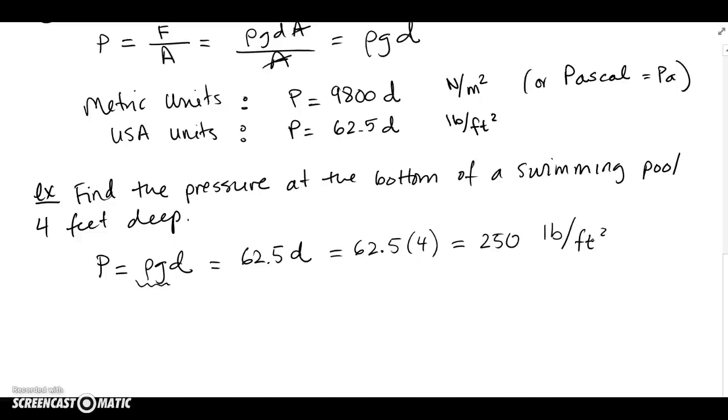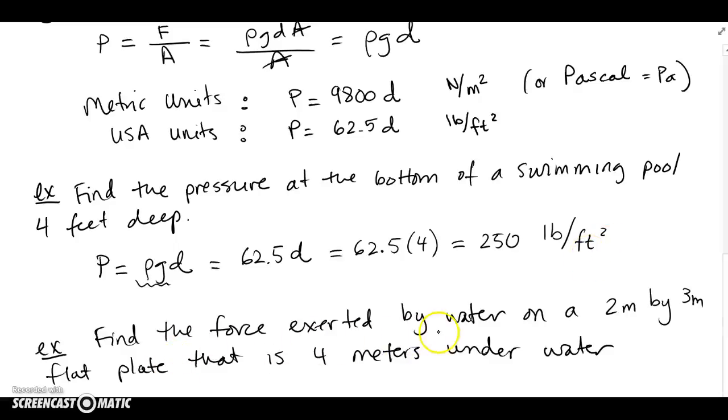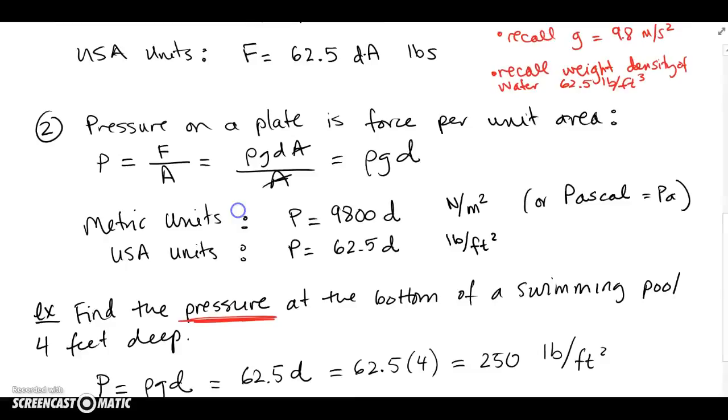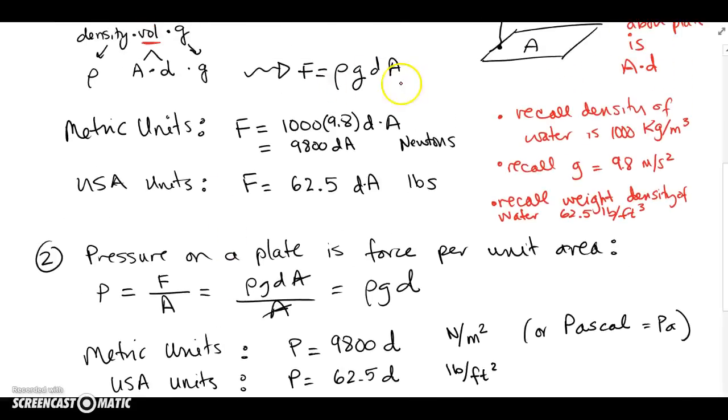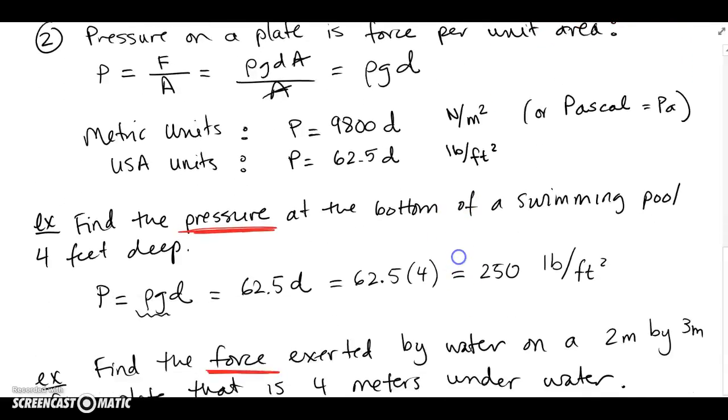So how much pressure there is at the bottom of a 4 feet deep pool is 250 pounds per every square foot. Next simple example, find the force exerted by water on a 2 meter by 3 meter flat plate that is 4 meters underwater. So before, in the previous example, I was looking at finding pressure, so I just thought, okay, rho g d is all I have to worry about. In this example, I'm supposed to find the force exerted by water on that plate. So force, remember, is rho g dA, in the metric unit system basically 9,800 dA. So these are the same. So force is what I'm looking for.